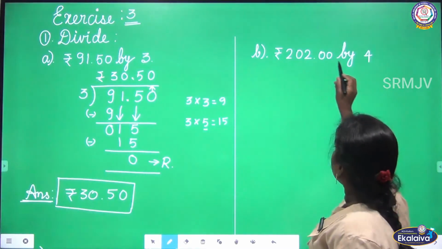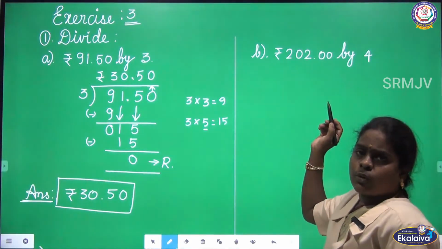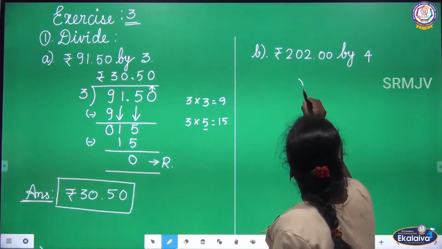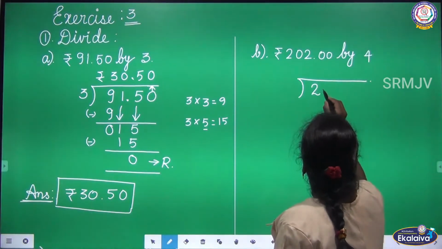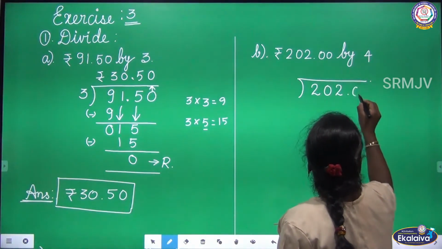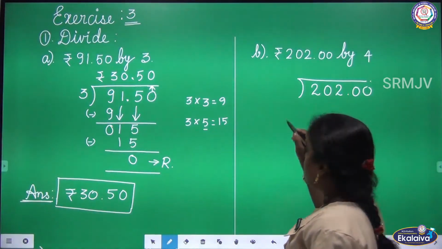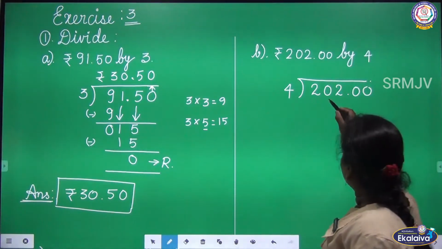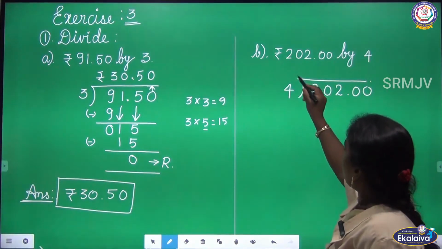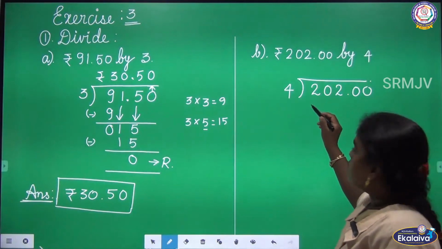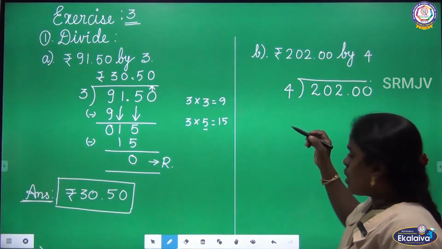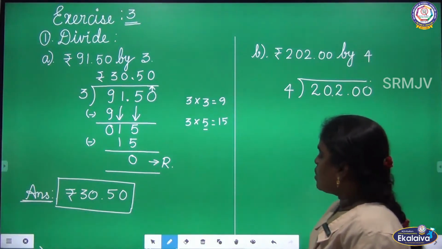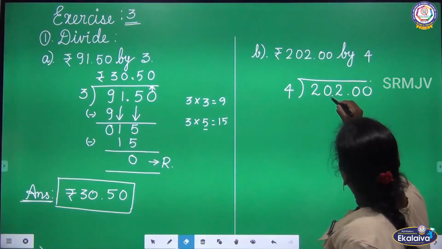We are going to divide the amount 202 rupees by 4. So let us arrange the numbers first. Children, here you must write the paise also, even if you have 0. So here the divisor is 4. So now let us take the first digit. Listen, children, 4 is greater than 2. That is, the dividend is smaller. So we are going to take 2 digits together. That is 20 we are going to take. Yes, just recite the 4 times table.